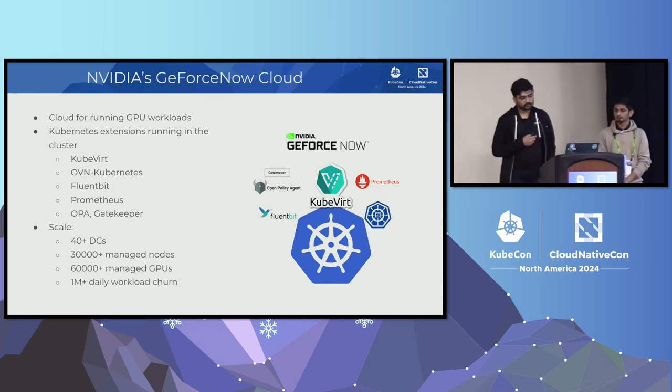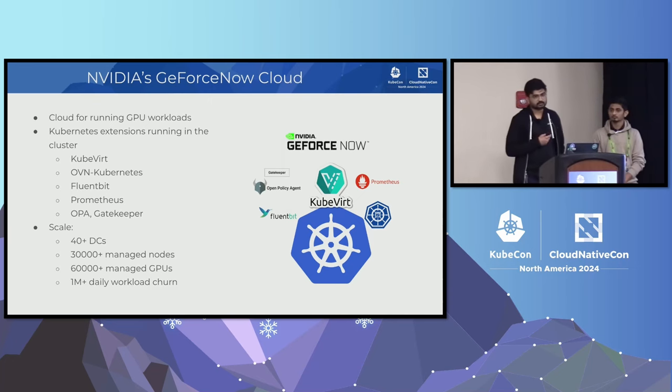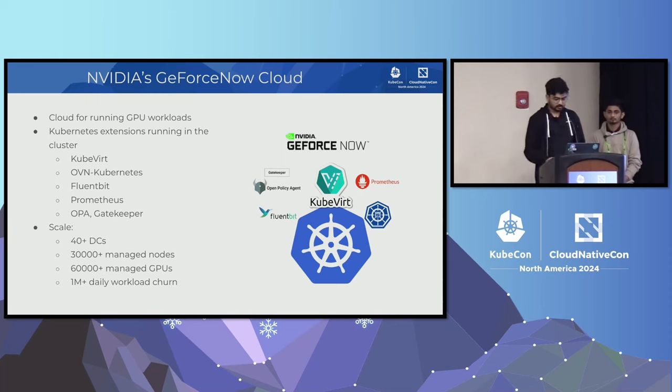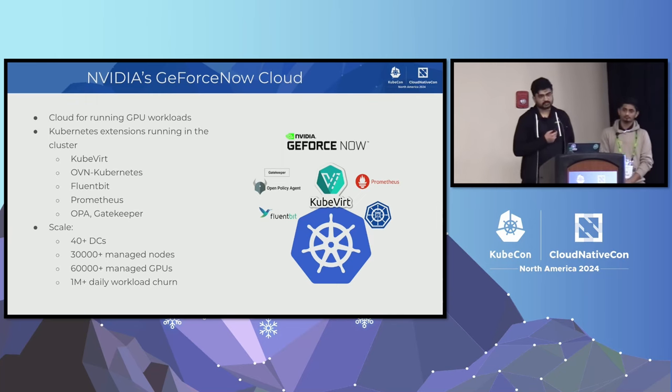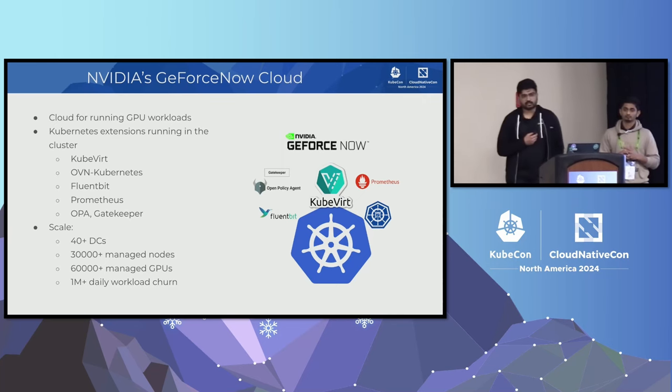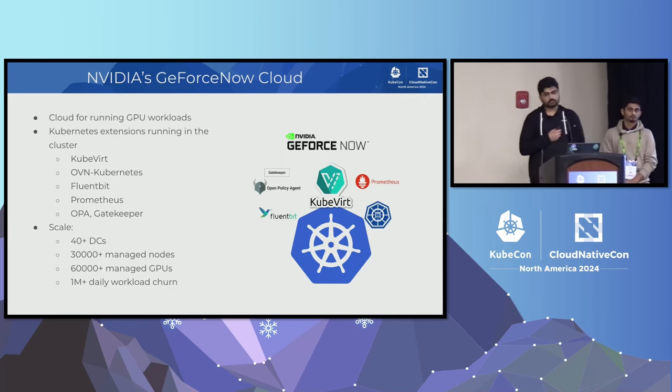So GeForce Now is a cloud gaming service that enables end users to run games on the cloud. We run our cloud on the Kubernetes stack, and we use a bunch of open source to enable us. We use Kubevirt for VM management, OVN-Kubernetes for our CNI, Fluent Bit and Prometheus for observability, and then OPA and Gatekeeper for policy management. And we have a pretty big scale. We run about 40 data centers with about 30,000 nodes and 60,000 GPUs, and we run about 1 million VMs daily.